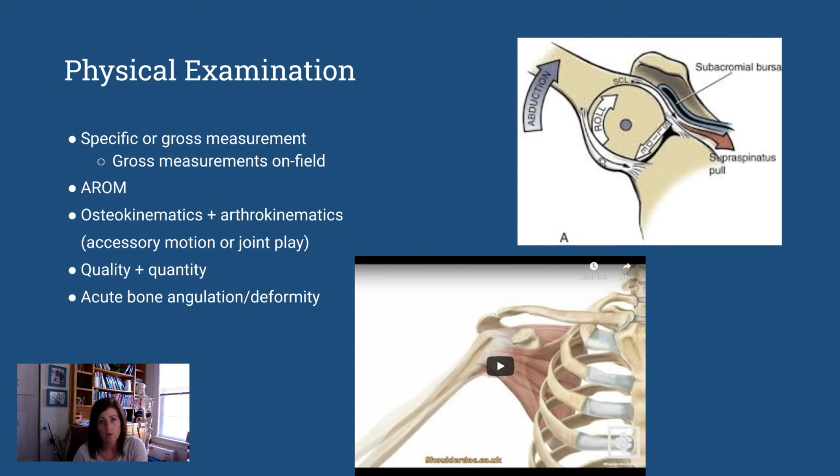So you're going to want to look at the quality of movement. You're going to want to look at the quantity of movement. And you're certainly going to want to assess the arthrokinematics of that joint, along with the gross osteokinematics like abduction, flexion, and external rotation, let's say, of the shoulder.